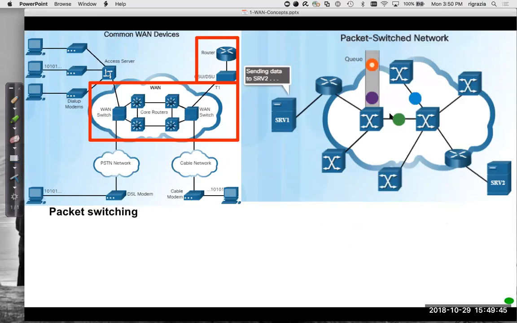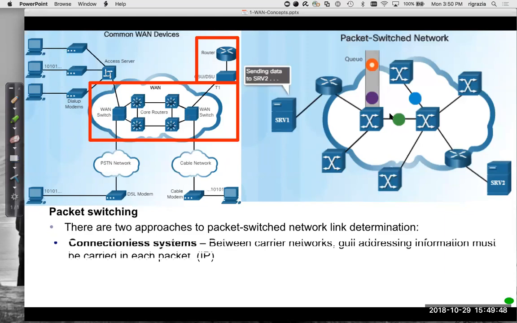Okay, so with packet switching, there's a couple of approaches. Connectionless systems, and that's what we think of like IP between carrier networks. Full addressing information must be carried in each packet. Oh, full, not gull. Not sure what happened there. But yeah, you have to have kind of like an envelope. When you mail a letter, you have the source address and the destination address. So you need to have the address information so the packet can reach its destination.